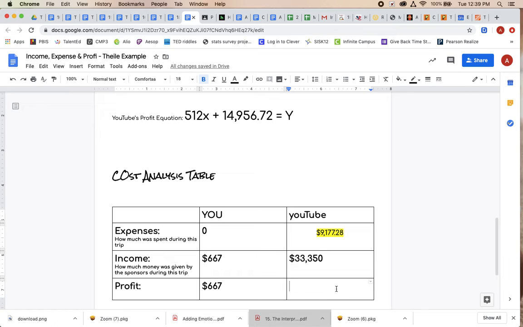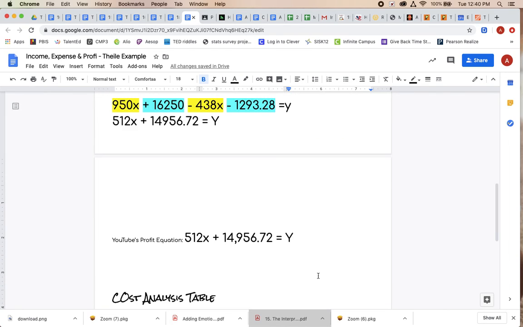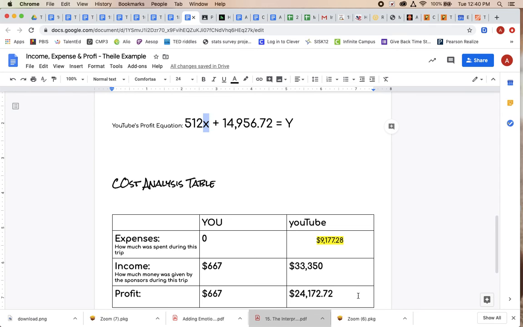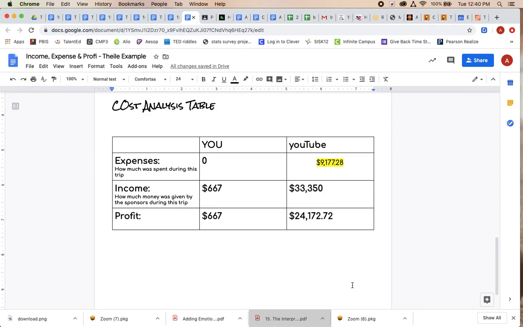Right? YouTube's profit? Well, I gotta take my income, $33,350. I gotta subtract out my expenses, $9,000 basically. And YouTube is profiting $24,172.72. Not too shabby, YouTube. You could also use your equation. Substitute X in for the amount of days. You will definitely get this same answer.